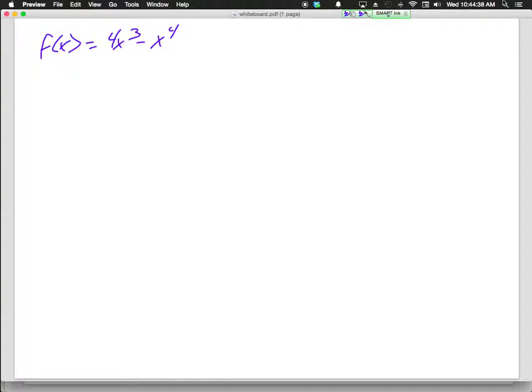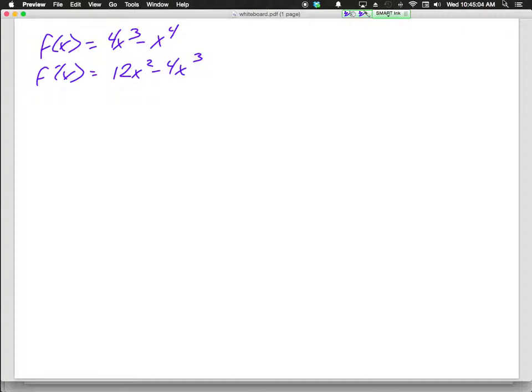So, Pauline, what do I need to do to f of x equals 4x cubed minus x to the 4th to figure out when that happens? Find the derivative. Very good. So that is 12x squared minus 4x to the 3rd. Ready? What do I want to do next? Set it equal to 0.